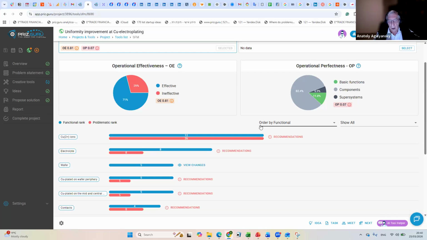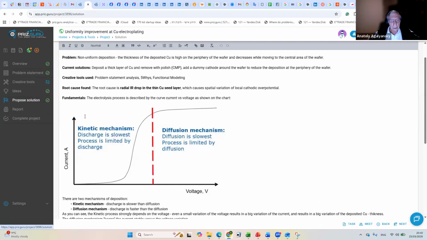Ohm's law is not working in these systems. This is a second type conductor. What is working? Let's go to this volt-ampere characteristic. It looks like this. What does it mean? We have this area that is called the kinetic mechanism, and this area is called the diffusion mechanism.